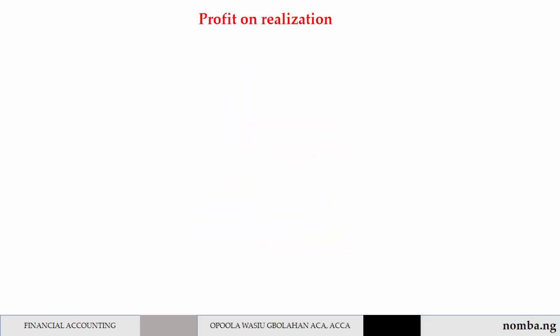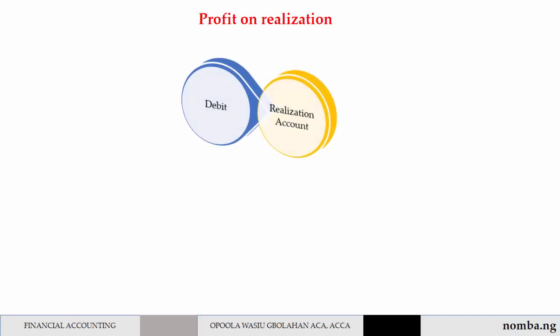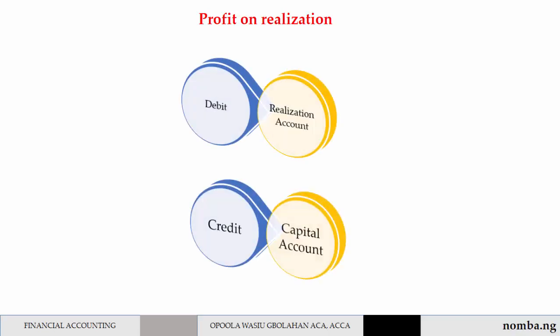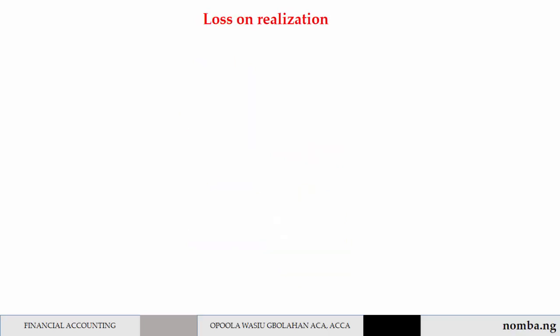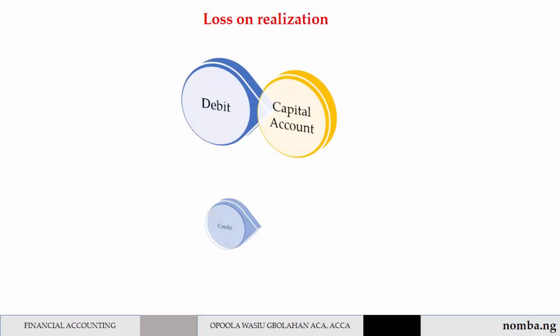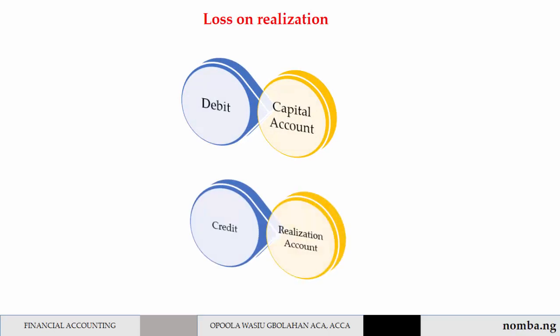The next is the profit or loss on realization to be shared between the partners in their profit or loss sharing ratio. If it is a profit, you debit the realization account and you credit the partner's capital account. If it is a loss on realization, you debit the partner's capital account and you credit the realization account.